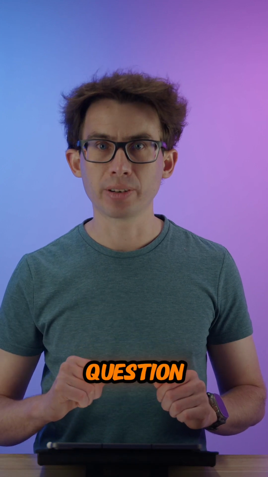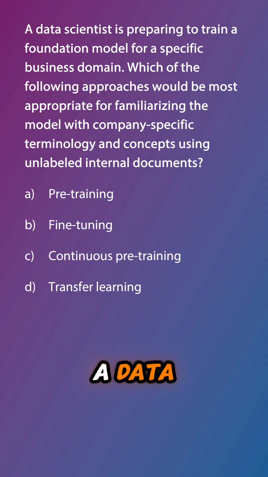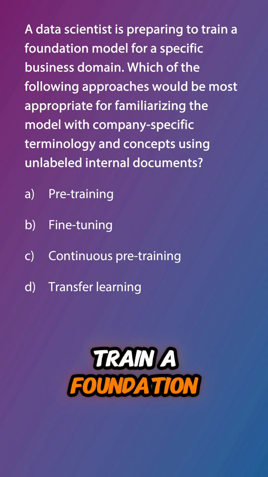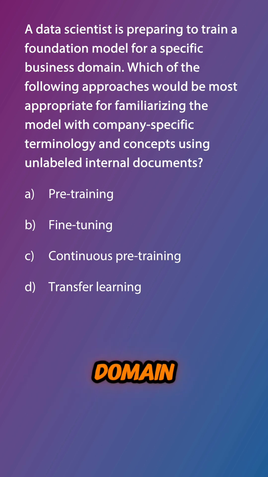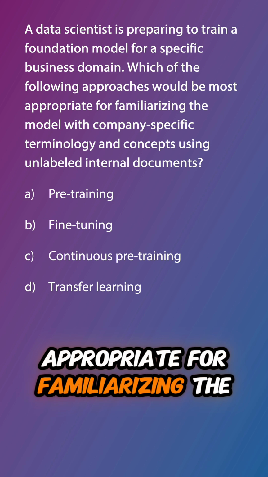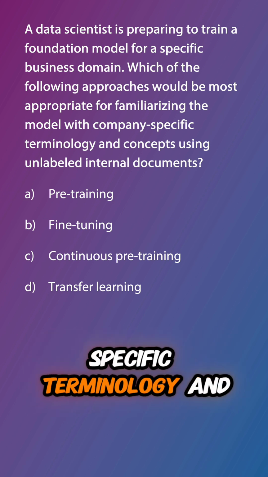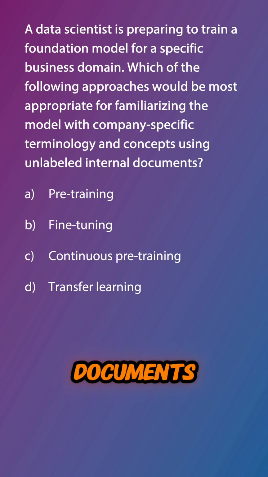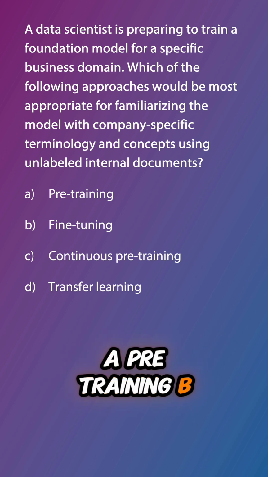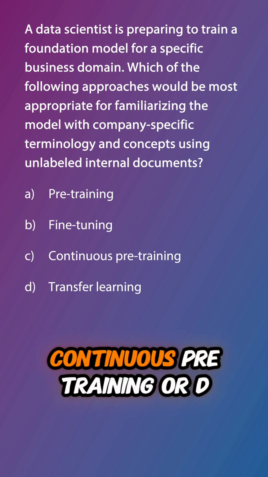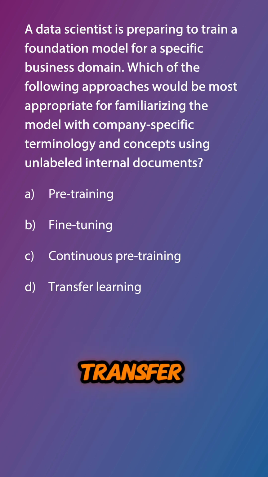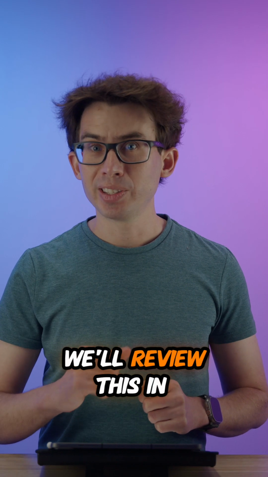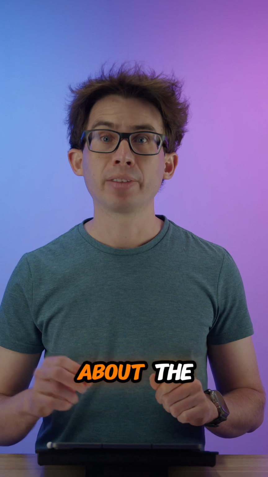Let's do a review question. A data scientist is preparing to train a foundation model for a specific business domain. Which of the following approaches would be most appropriate for familiarizing the model with company-specific terminology and concepts using unlabeled internal documents? A, pre-training, B, fine-tuning, C, continuous pre-training, or D, transfer learning? We'll review this in the next episode where we're going to talk about the methods for fine-tuning a foundation model.